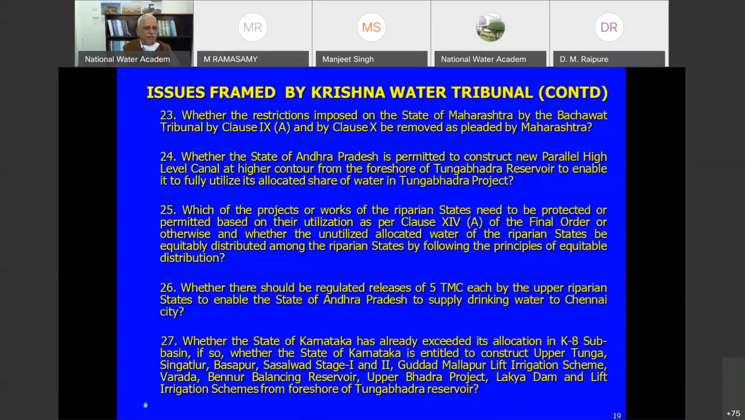Issue number 27, whether the state of Karnataka has already exceeded its allocation in K8 sub-basin, that is the Tungabhadra sub-basin. If so, whether the state of Karnataka is entitled to construct Upper Tunga, Singatalur, Basapur, Sasalwad storage 1 and 2, Guddad Mallapur lift irrigation scheme, Varada, Benur balancing reservoir, Upper Bhadra project, Lakya dam and lift irrigation schemes from the foreshore of Tungabhadra reservoir.